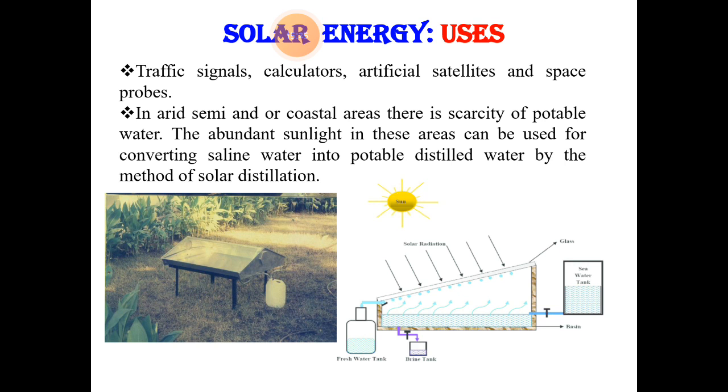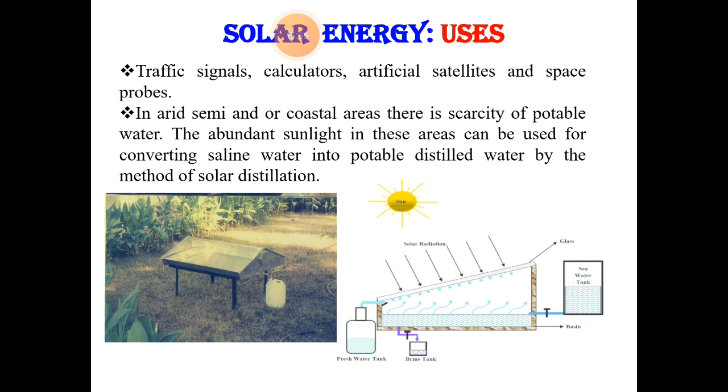Solar energy is also used in solar distillation units. It is seen generally at the coastal areas to meet the scarcity of potable water, converting saline or salty water into usable or potable distilled water. You can see a picture and working principle of solar distillation unit here in this slide.